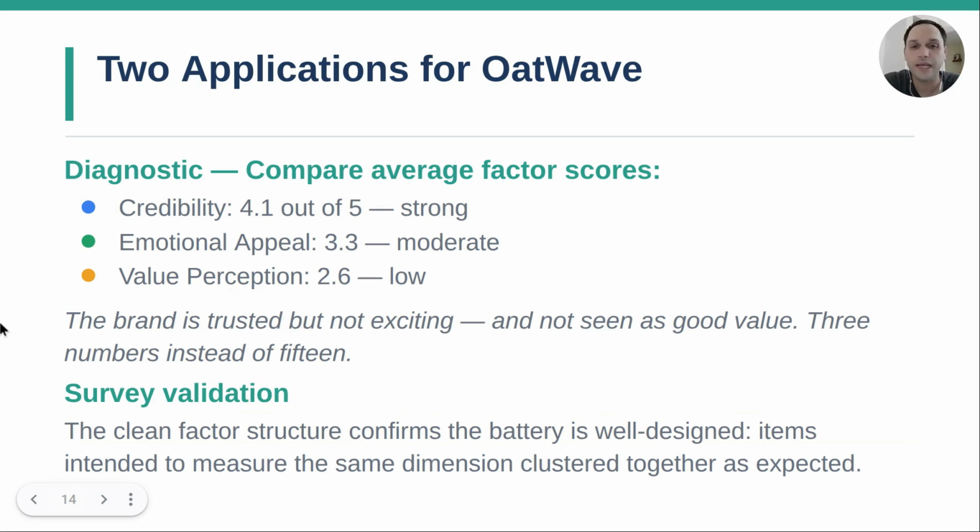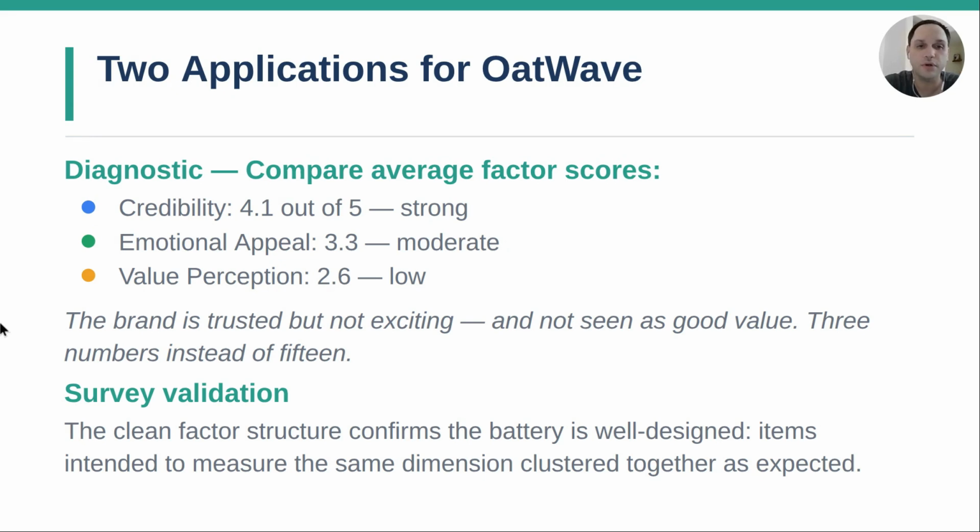Here's what the analysis actually tells OatWave. When you average the factor scores across all respondents, 3 numbers emerge. Credibility, 4.1 out of 5. Strong. Consumers clearly see OatWave as a trustworthy, reliable brand. Emotional appeal, 3.3. Moderate. There's some connection, but it's not strong or consistent. Value perception, 2.6. Low. Consumers don't feel OatWave delivers good value for the price.